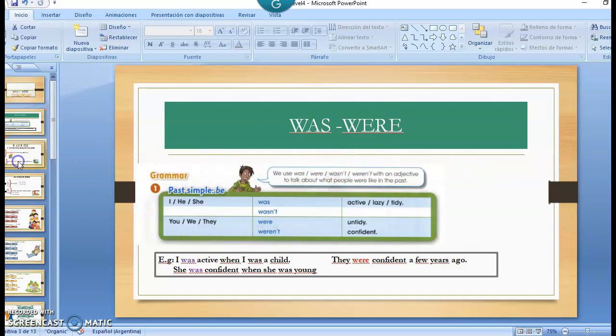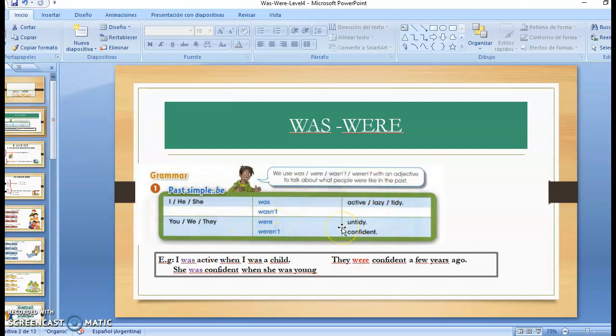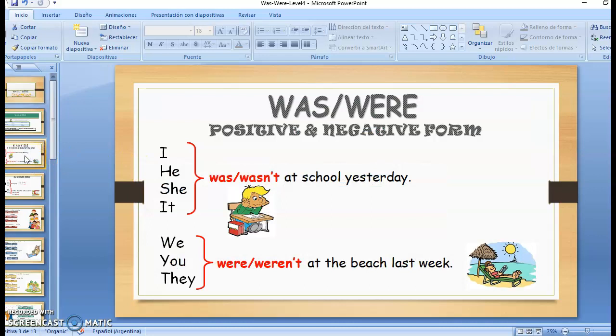Okay? So, let's check this. It says, I, she, he, or it wasn't or was at school yesterday. Ellos estaban o no estaban en el colegio. You, we or they were or weren't at the beach last week. No estaban, sí, en la playa la semana pasada. Fíjense el significado de este y de este. En este estoy diciendo que alguien no era, sí, o era de determinada manera. En este caso el uso es otro.